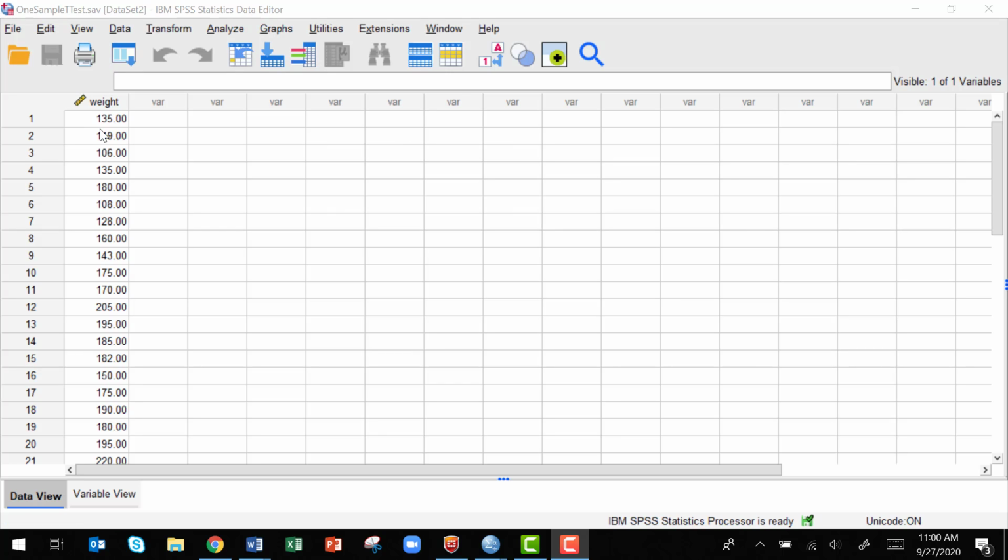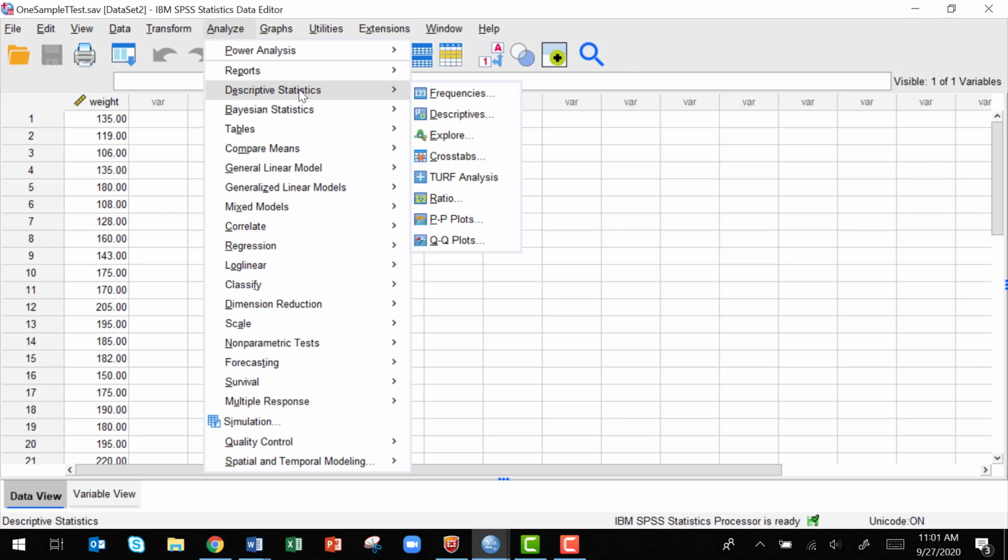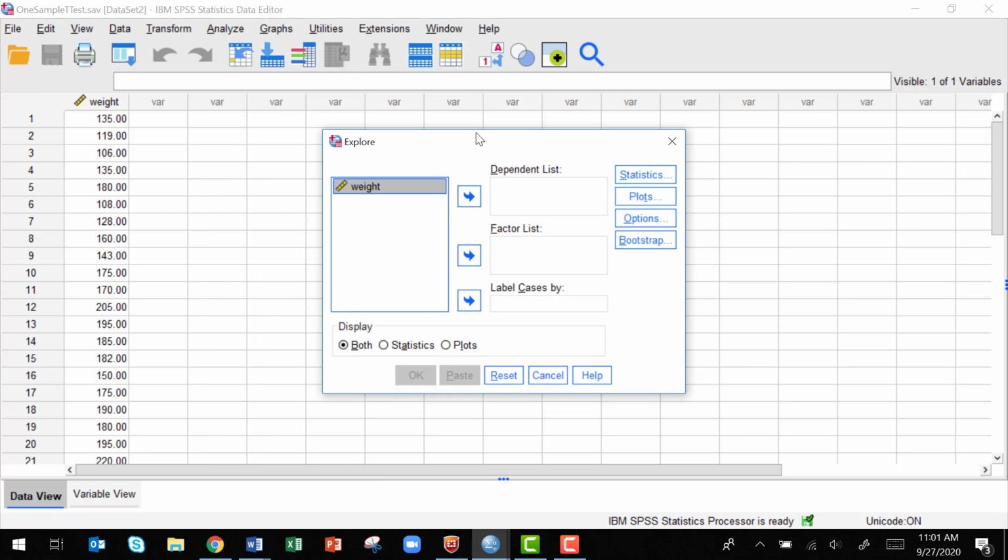So now that I have the data file and I have saved that, I'm going to do Analyze, Descriptive Statistics. Okay, so I need to go to Explore. All right, so once you get that dialog box open, you want to take weight and click to move it into the dependent list.